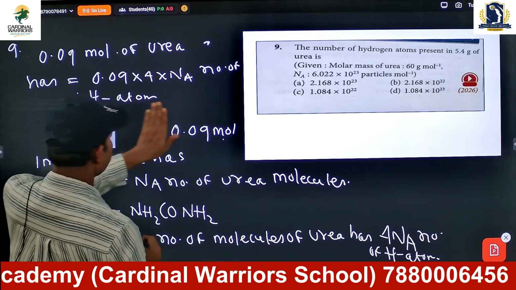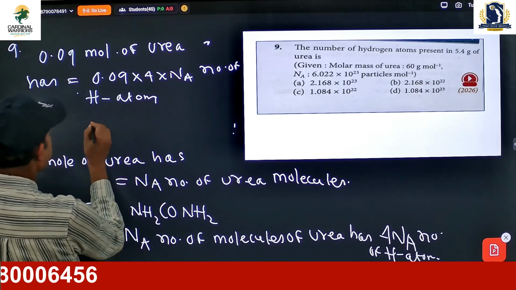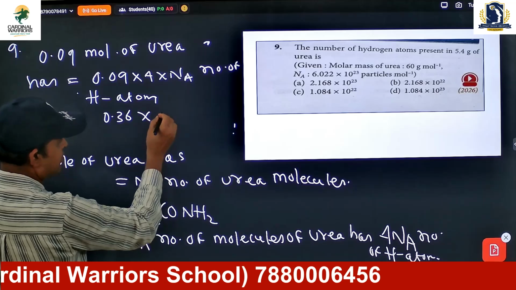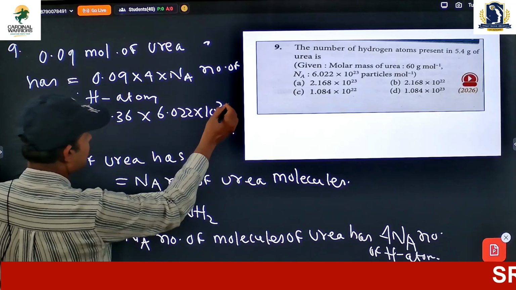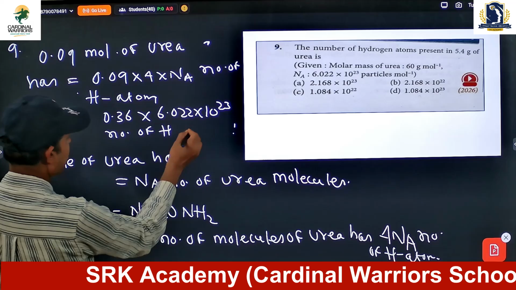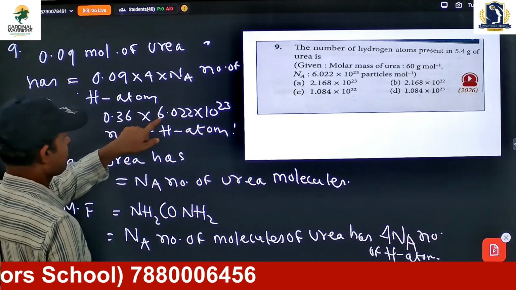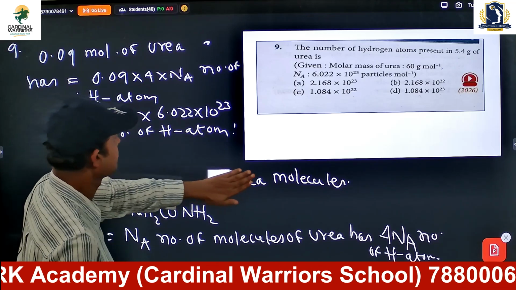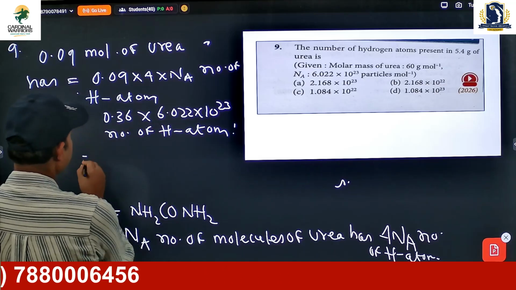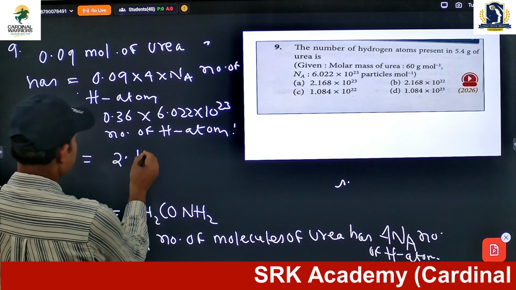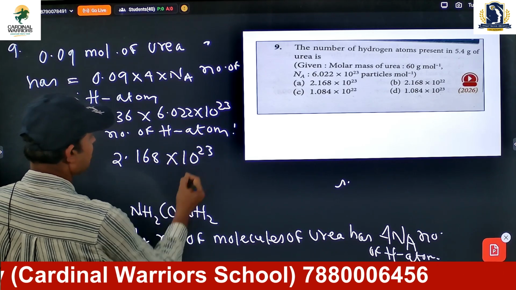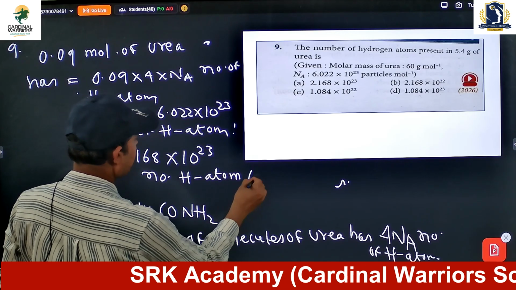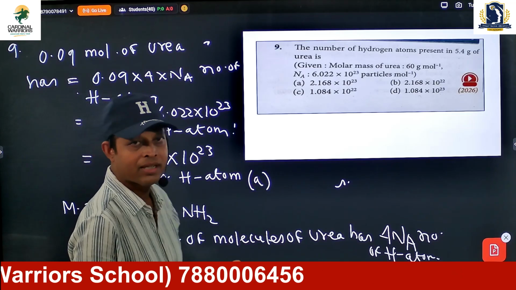That is equal to 0.36 into Na, which means 6.022 into 10 to the power 23 number of H atoms. If you multiply 0.36 with 6.022, it is almost equal to 2.168 into 10 to the power 23 number of H atoms. So option A is the right option.